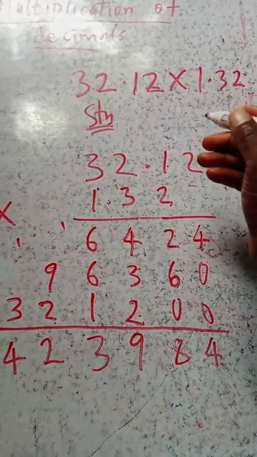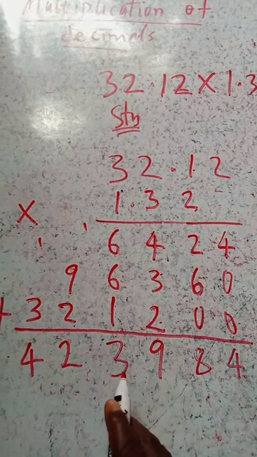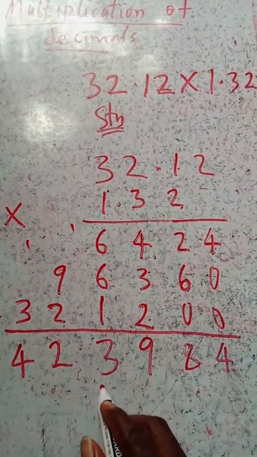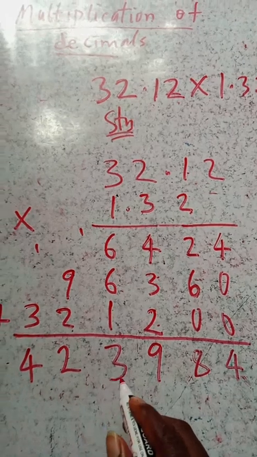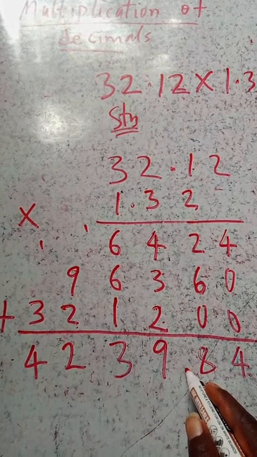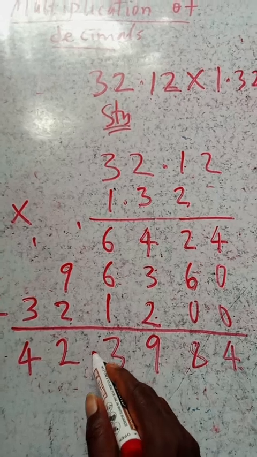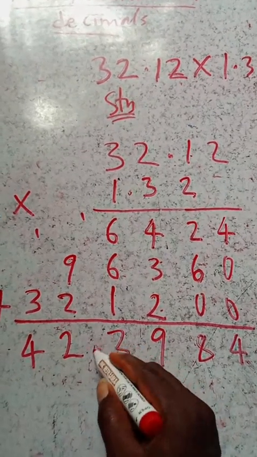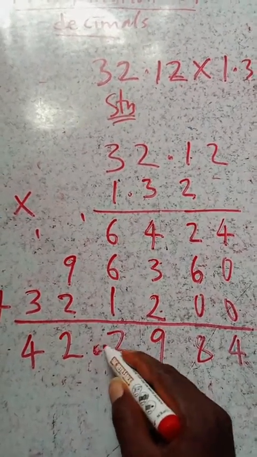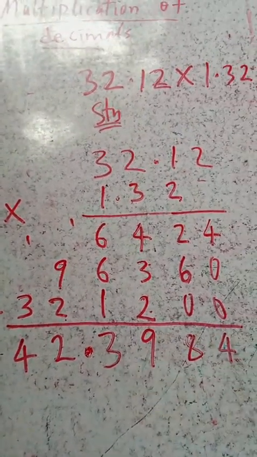So 4 decimal places. So when we come to the answer, we will write the decimal point such that it will have 4 decimal places. So if I come here is 1 decimal, this is 2 decimal places, this is 3 decimal places, this is 4 decimal places. So I'll put my point here. Are you seeing it? So I'll put my point here.